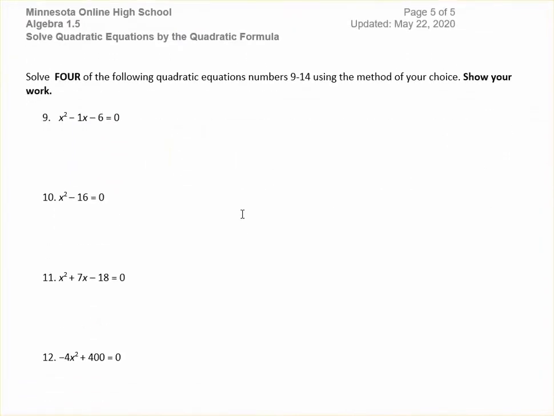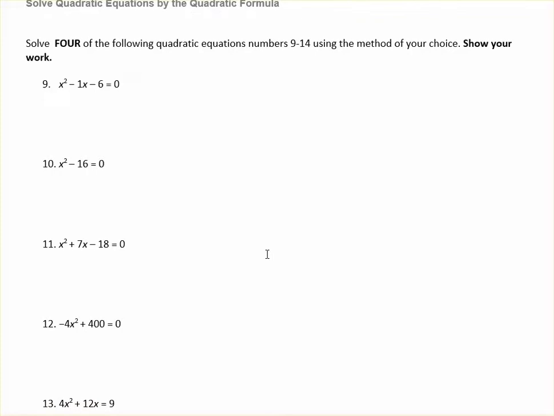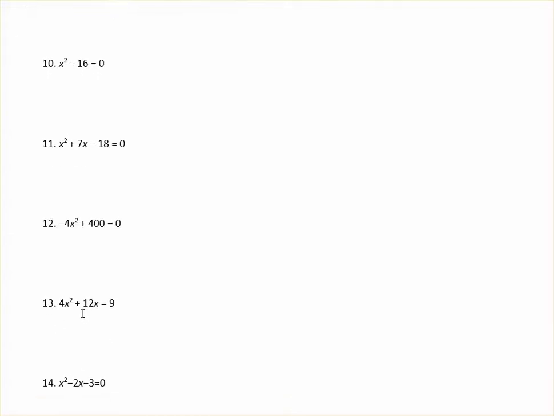Next, you're going to solve these problems. You just have to pick 4 of them to solve using any of the methods that you want. For example, some of these can be solved by factoring. Quite a few of them can be solved by factoring. Some of them can be solved by taking the square root. Remember that if there is no x term, like number 10 and number 12, then you can solve by taking the square root. Number 13 could be solved, I think, let's set this equal to 0. I think this is going to be a perfect square trinomial.